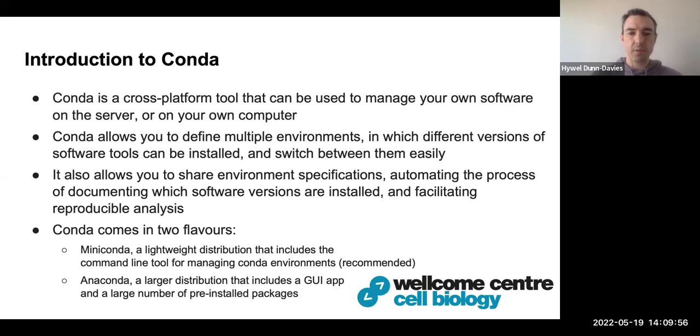The alternative is Anaconda, which is a kind of fuller distribution that includes a GUI and a large number of pre-installed packages. So most of the pre-installed packages are for data science generally, rather than bioinformatics. So you will probably find that you will have to get your packages and software tools that you want from the internet anyway, even if you install Anaconda. And if you're using it on the server, you probably aren't going to use the GUI app. So for those reasons, we recommend just using Miniconda. So the rest of this talk, I'll just be talking about using Miniconda.